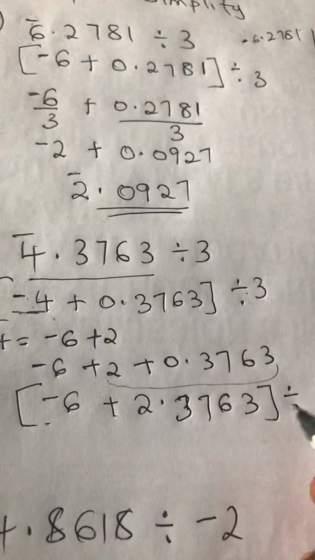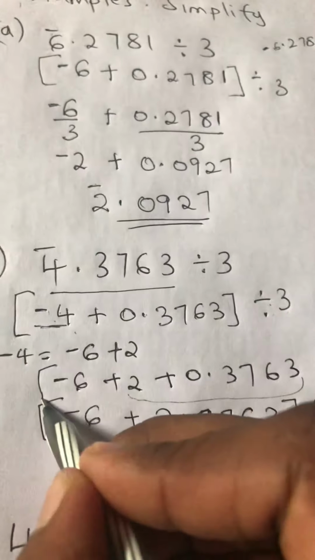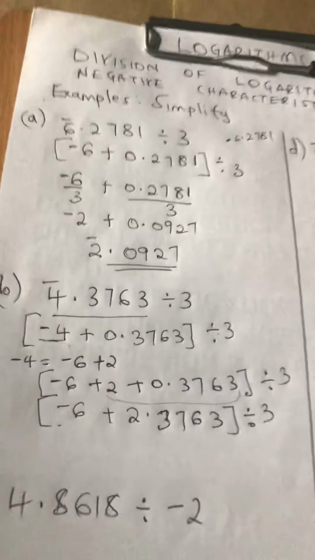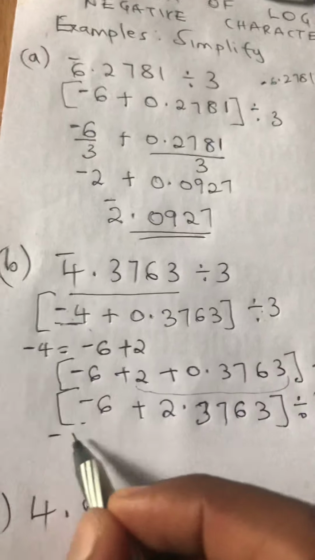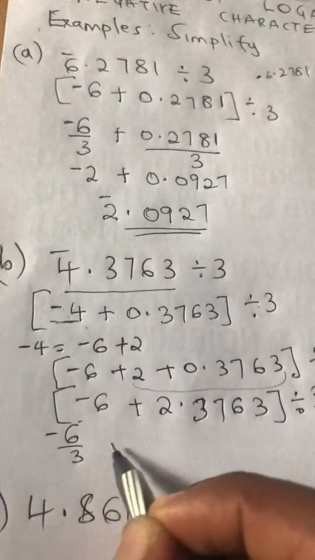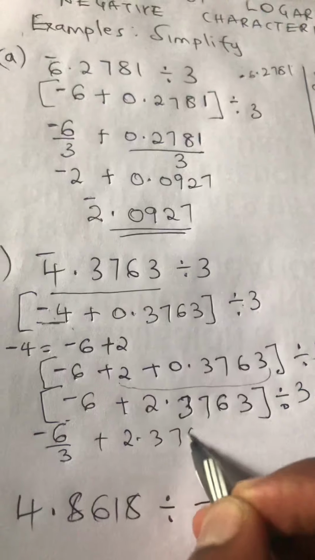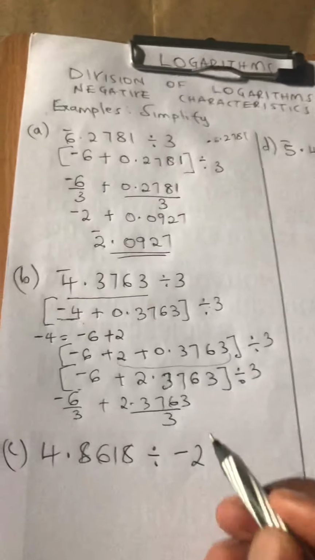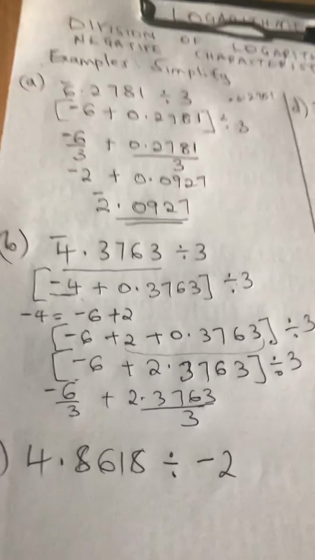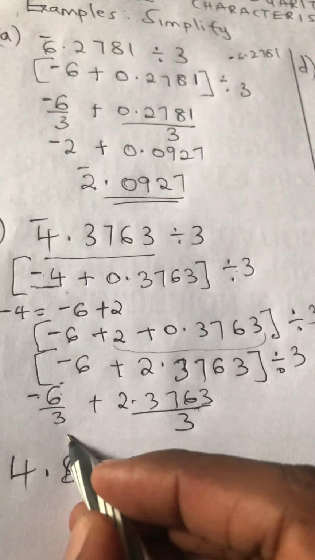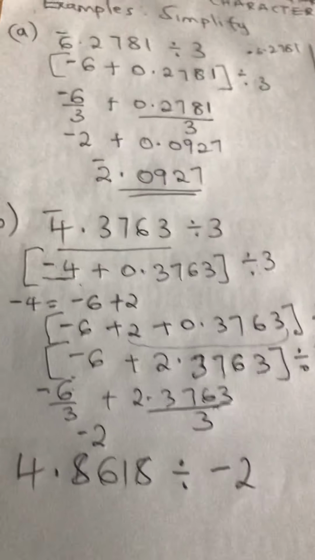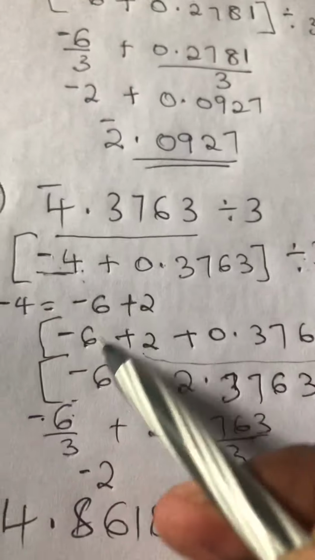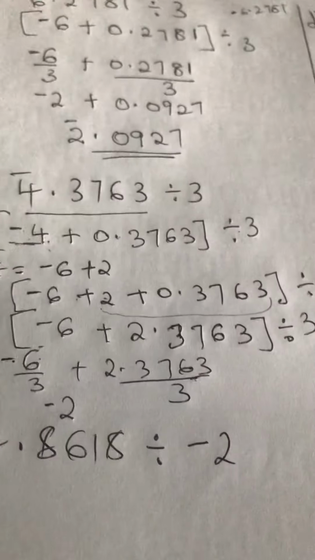And then now divide individually. Of course, this was still individually divided by 3. Ilikuwa namna hiyo. So now individually divide them by 3. So inakuwa minus 6 divided by 3 plus 2.3763 divided by 3. Hapo sawa? Nice one, nice one. So ukifanya hivyo utapata minus 6 divided by 3 is minus 2. Unaona sasa sahi haina remainder. So that is why we had to rewrite minus 4 as minus 6 plus 2.